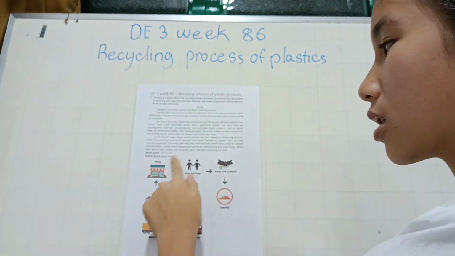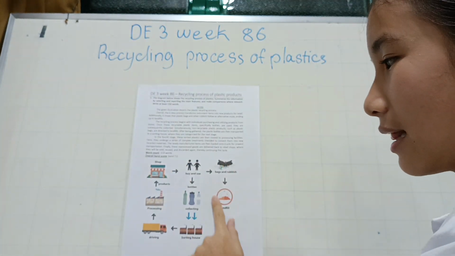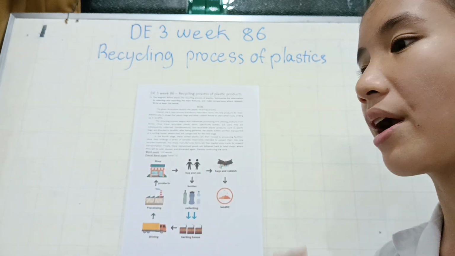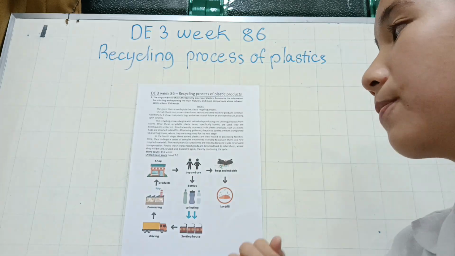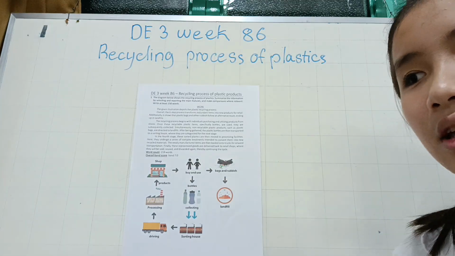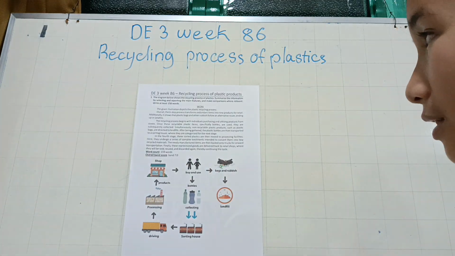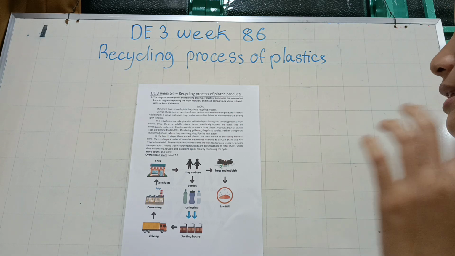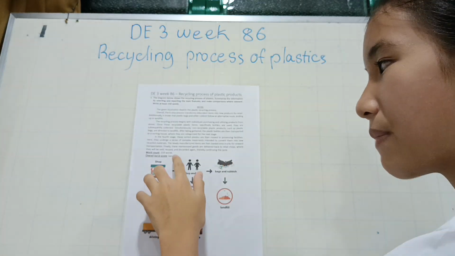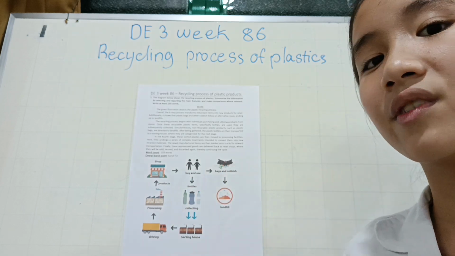So there is not an ending except for this alternative route. Its ending is in the landfill, but this is a whole cycle. So I did not put where it ends, but actually where it begins, which is the shop, and then it goes around like a cycle, like the water cycle or other cycles as well. And that is my DE3 week 86. The overall band score is band 7, and the word count is 159 words.